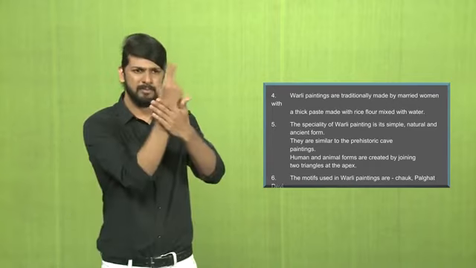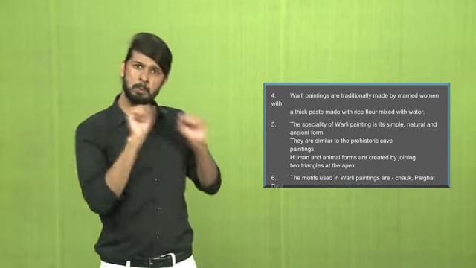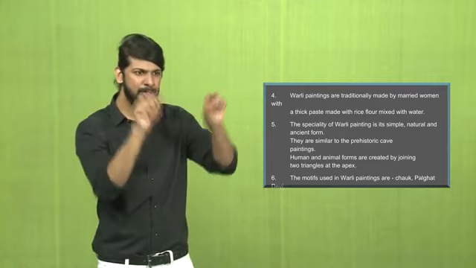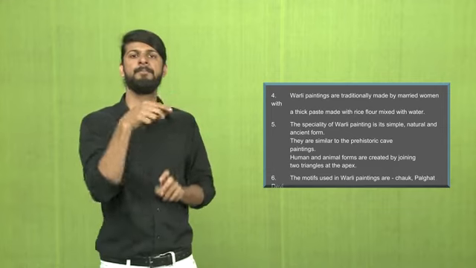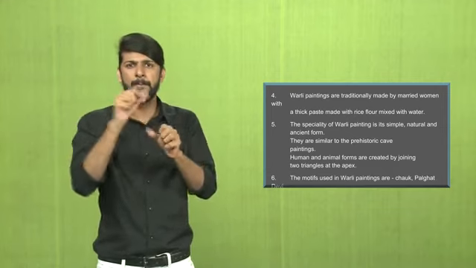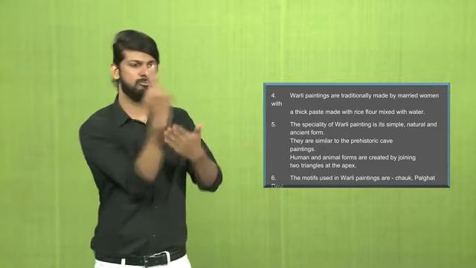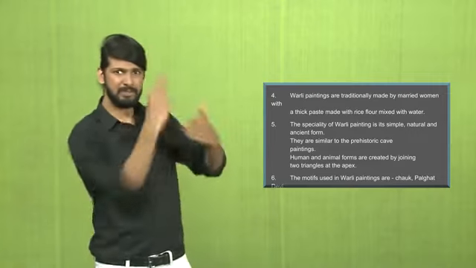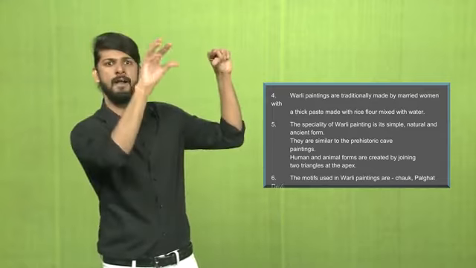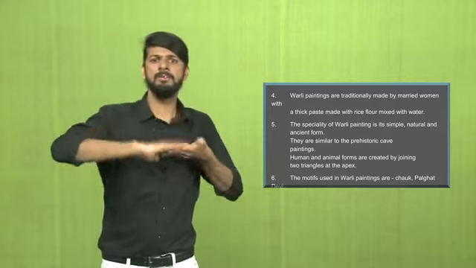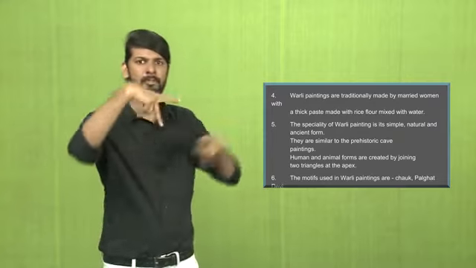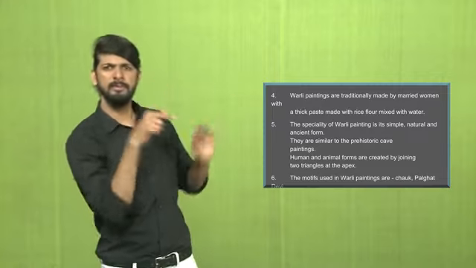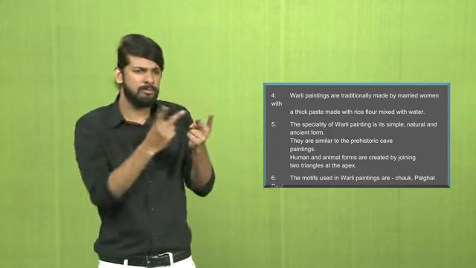Answer number 6. The motifs used in Warli paintings are: first, the chowk, then the Palghat Devi, then the sun and the moon, then there is the motif of a bridegroom riding a mare, then there are palm trees, animal as well as bird figures.